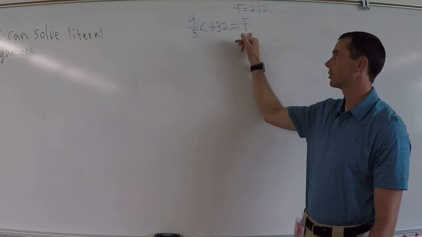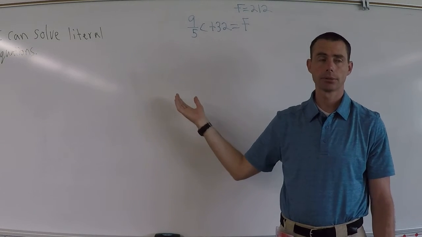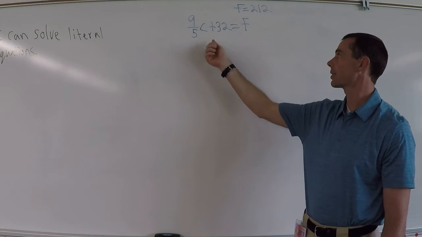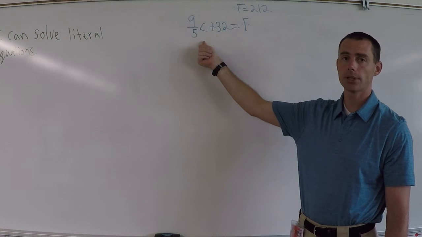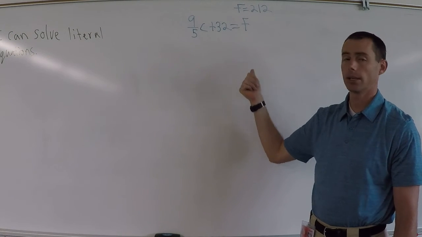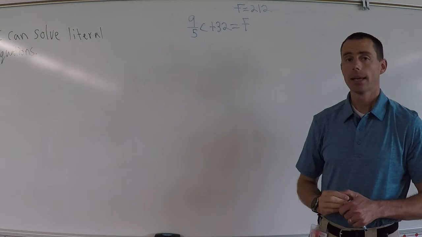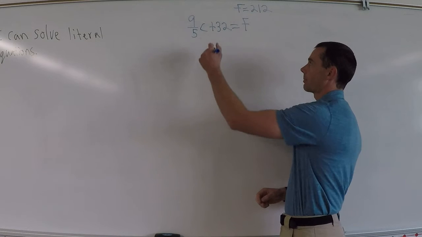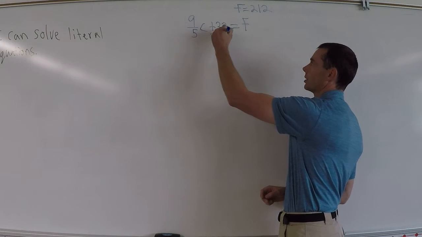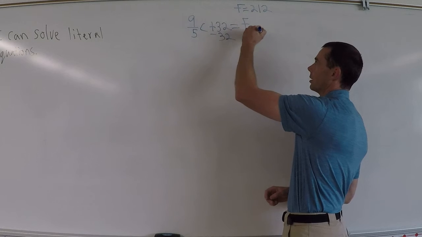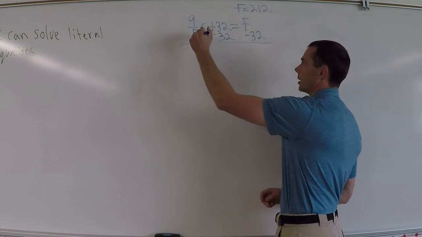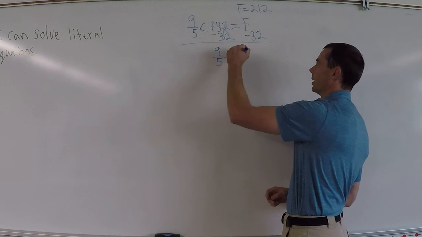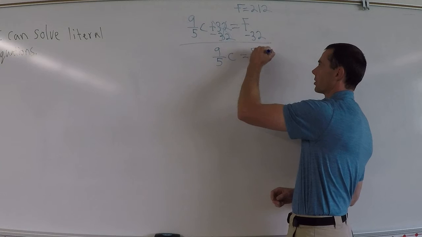But I'm not going to plug in the 212 because we're talking about literal equations. I'm going to go through the process of solving for C first, and then plug in the F and get the answer from there. Okay? So first thing, I want to get rid of my plus 32, and inverse operations tells me that if I want to get rid of a plus 32, I just subtract 32 from both sides of the equation. And so that leaves me with 9/5 C on this side, equals F minus 32.